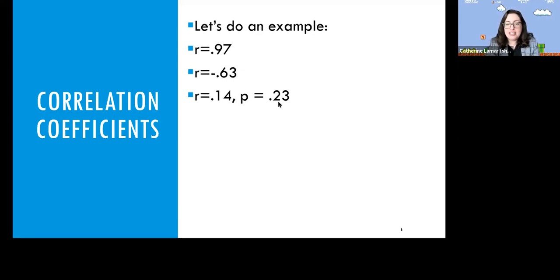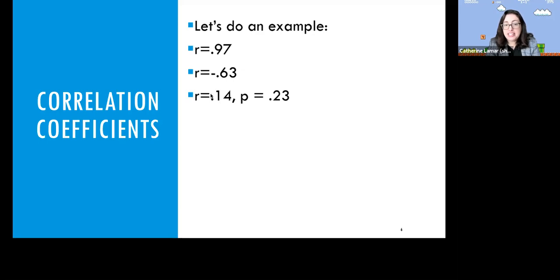So here, this p-value is 0.23. Is that greater than or less than 0.05? It's greater than, right? And so does that mean that this relationship is significant? No, because p has to be less than 0.05 to be significant. So looking at this here, if we were to interpret this, we would say that there is a weak, positive, non-significant relationship.